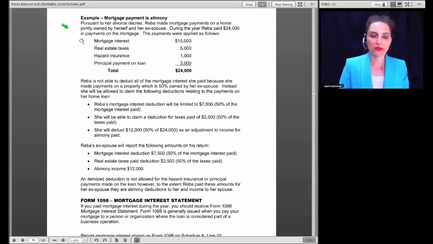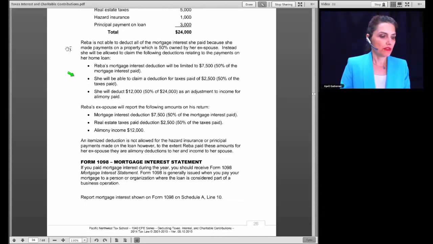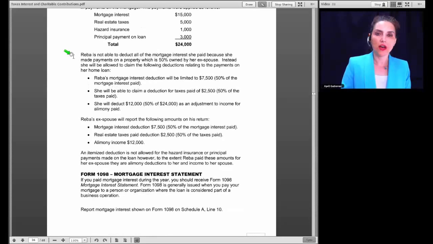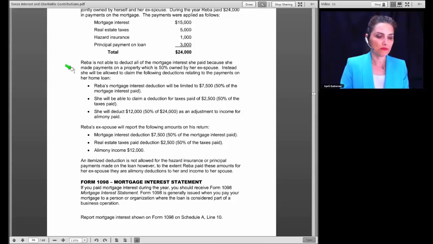The payments were applied as follows. Mortgage interest, $15,000, real estate taxes, $5,000, hazard insurance, $1,000, principal payment on the loan, $3,000. You total all of these amounts up, $24,000 of expense there. Now, Reba is not able to deduct all of the mortgage interest she paid because she made payments on a property that is 50% owned by her ex-spouse. Instead, she will be allowed to claim the following deductions relating to payments on her home.